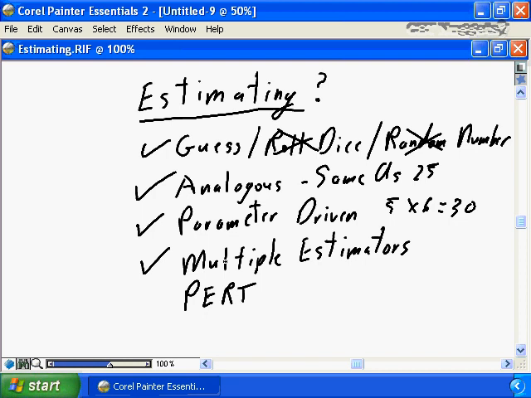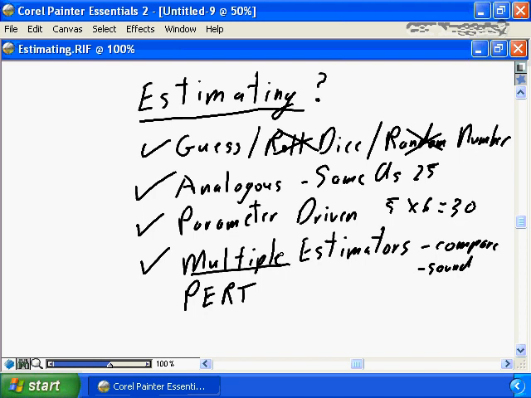Ideally, you would use multiple estimators. You would ask 2 or 3 or 4 people to go away and develop estimates for these work breakdown structure elements. Go away and develop estimates for this component of my project plan, and then come back and compare and rationalize and develop sound estimates based on the results from multiple estimators.